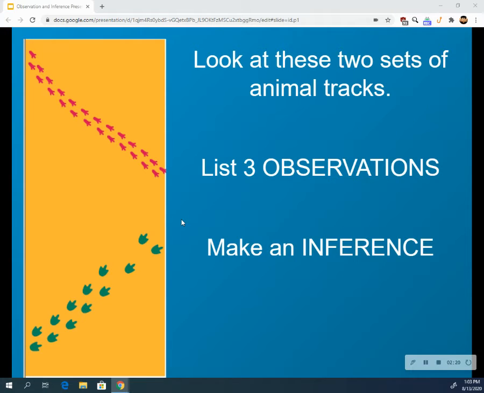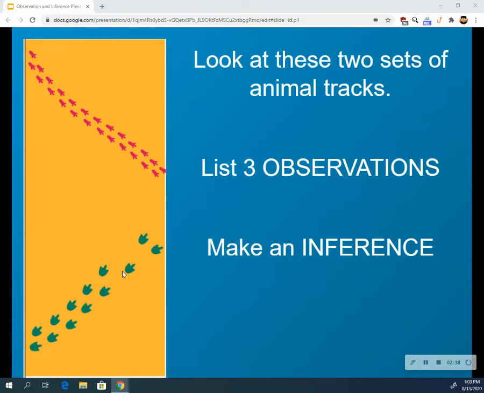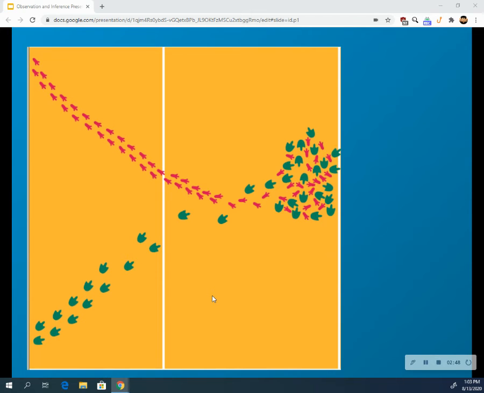All right, so let's look at these tracks. Let's go through this and list three observations. So for instance, let's say it looks like these are walking at a specific pace. These are also walking at a specific pace. There are green and red foot tracks. There's smaller ones, and then there's more wide webbed feet. Based on this, you can make your own inference. So write that down in your notes. Make sure you see your inference.